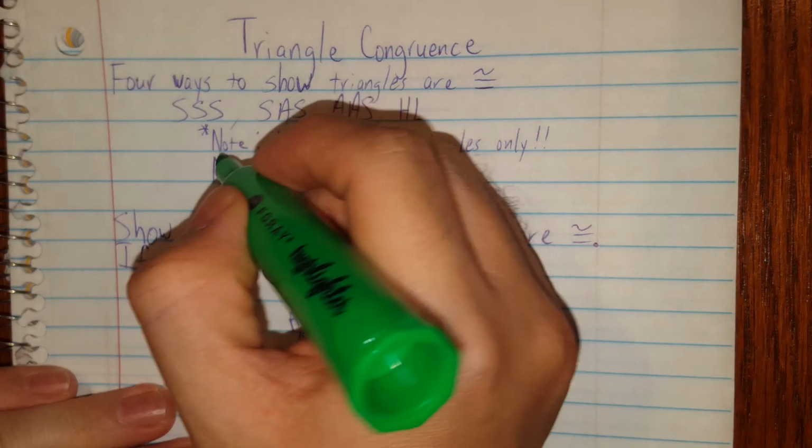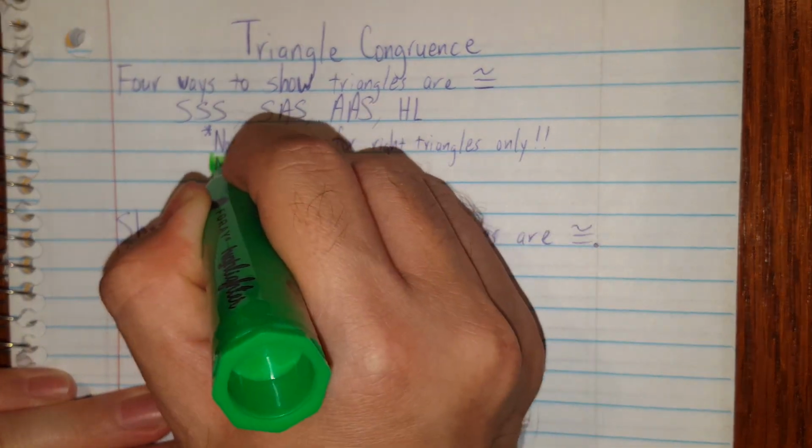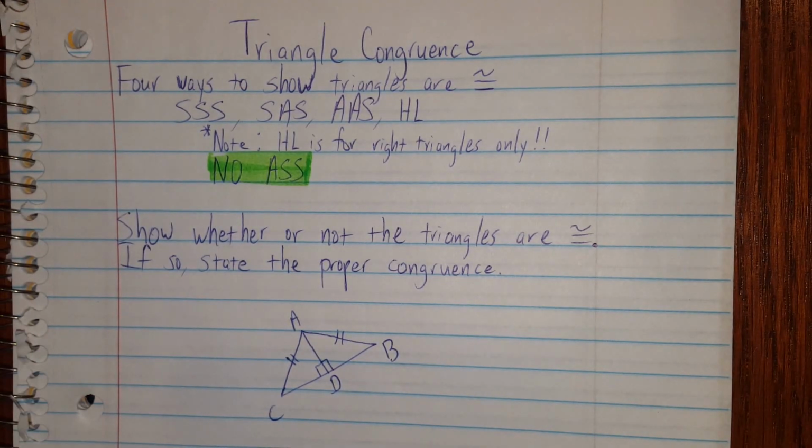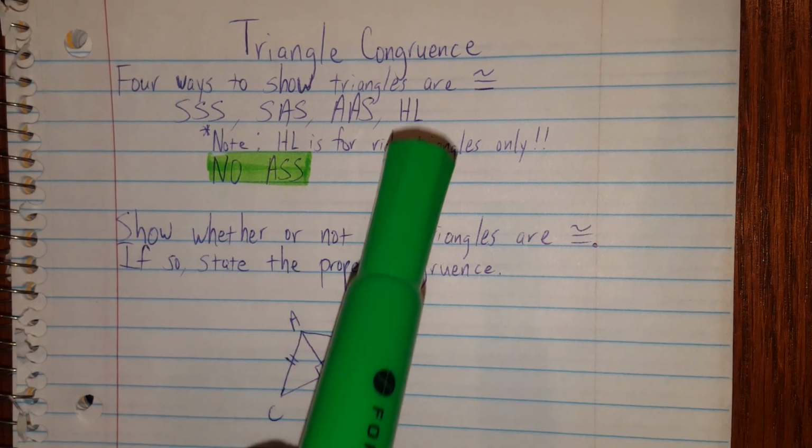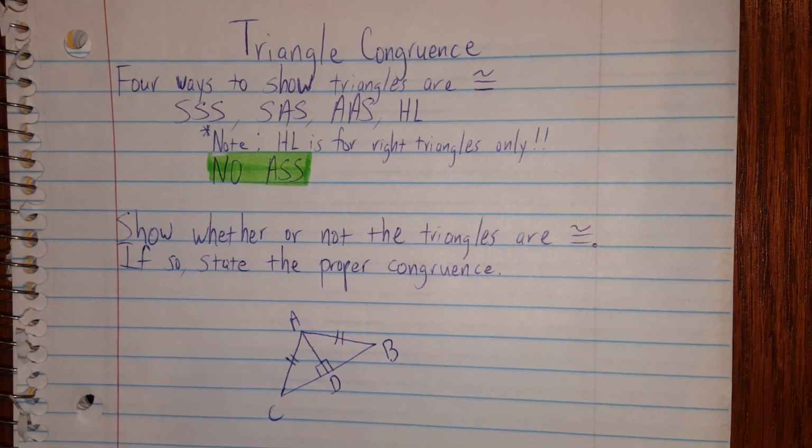This also very important. There's no ASS. That's right. So however you want to take that, it's true. For triangle congruence, there is no ASS. So with this in mind right here, plus some other tools that you may have learned, and if you didn't, reflexive and vertical angles play a big part in this all throughout. All right, so let's show whether or not the triangles are congruent. If they are, state the proper congruence.